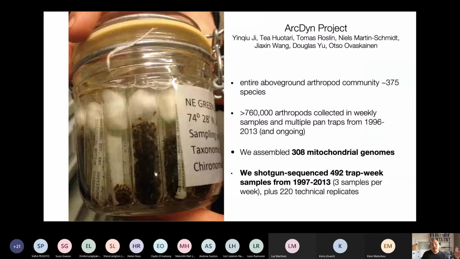They've only ever been identified to family level. And there's like 750,000 of these little bugs in tubes of alcohol at the time we started this project. And we know basically what the species richness is, so we have samples of them. We managed to get 308 mitochondrial genomes out of the 375 or so species that are there. Then we took every trap week from 1997 to 2013. That's 492 trap weeks, and then shotgun sequencing.